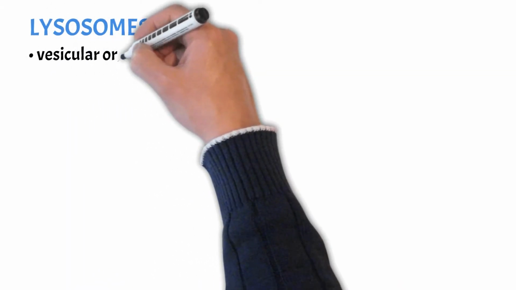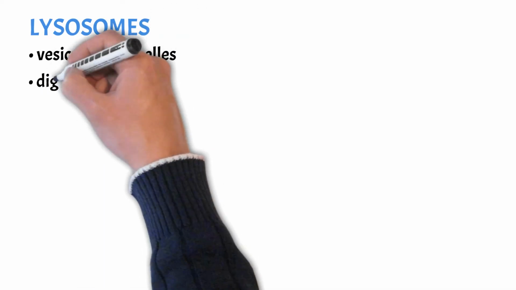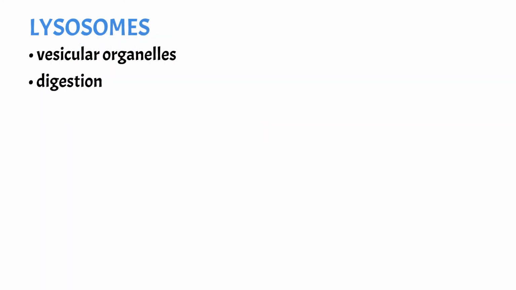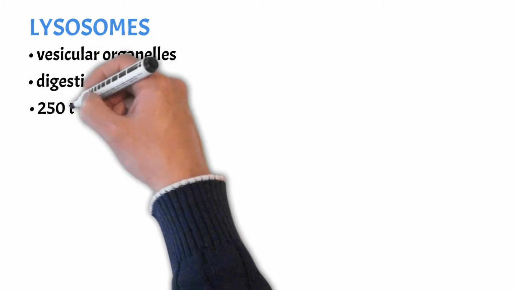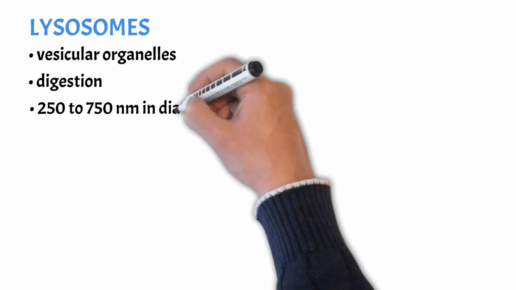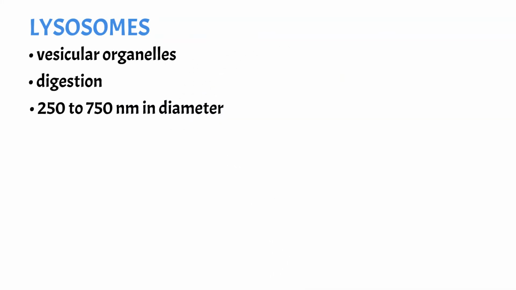We'll start with lysosomes. Lysosomes are vesicular organelles that are responsible for digestion within a cell. The cell can use them to digest damaged cellular structures, ingested particles, or bacteria, for example. Lysosomes are 250 to 750 nanometers in diameter. For comparison, we said that the cell membrane is 7.5 to 10 nanometers thick.